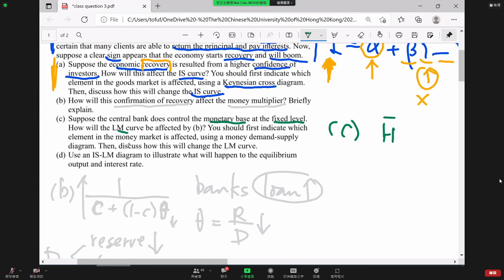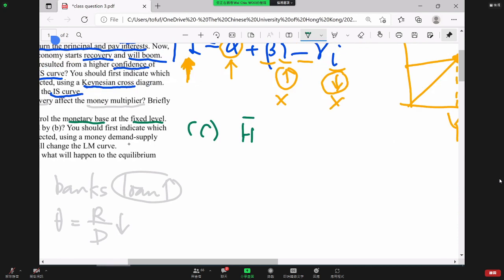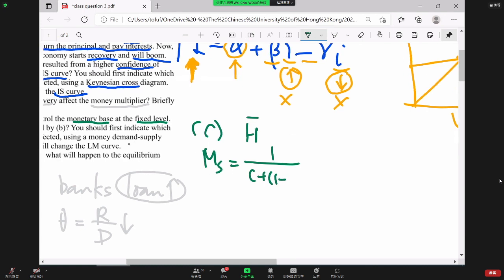How will LM be affected by B? You should indicate which element in the money market is affected. Use the money demand and supply diagram and then discuss how this will affect the LM curve. Money supply is basically the multiplier times H. H is fixed, but because this is reduced and the multiplier increases, the money supply should increase. So that is the first thing involved in question C.